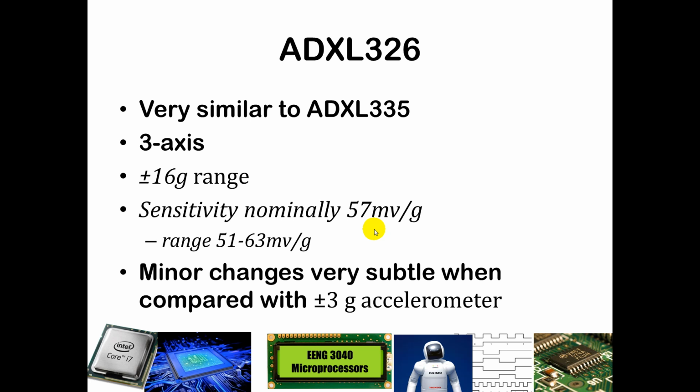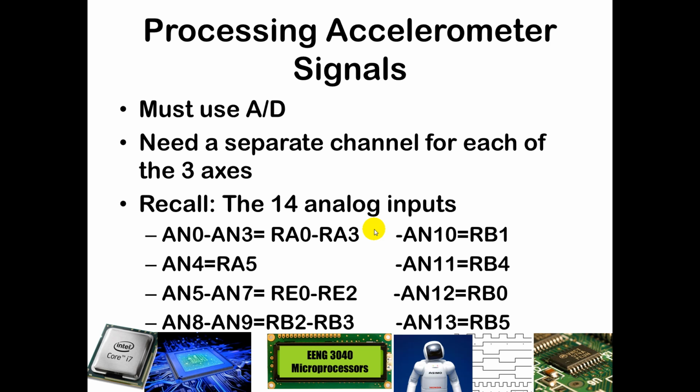So how do you process the accelerometer signals? Because you're going to get an analog voltage out, you might have expected you're going to need to do an analog to digital conversion. And because you have three separate analog voltages coming out, one for the x-axis, one for the y-axis, one for the z-axis, you're actually going to have to perform analog to digital conversion 3 different times. And so we're going to need to pick 3 different analog pins to use for this particular lab.